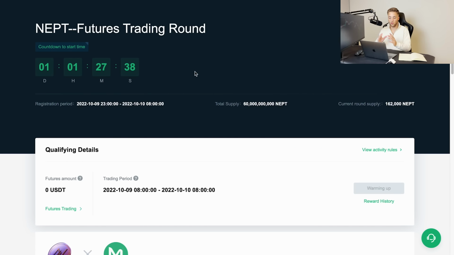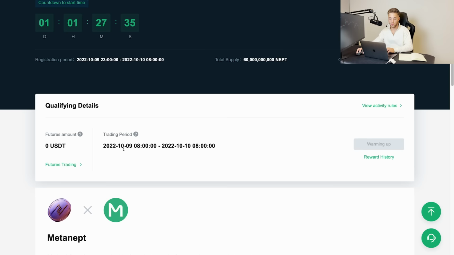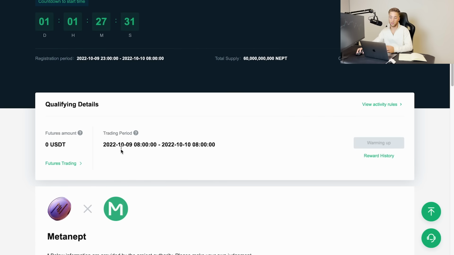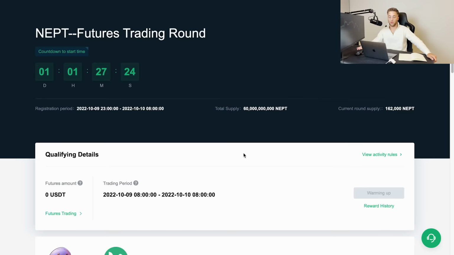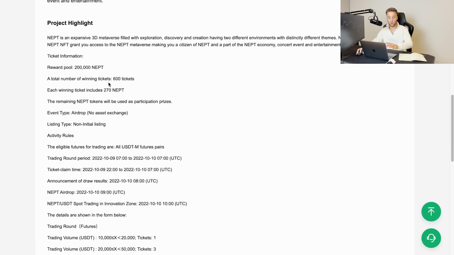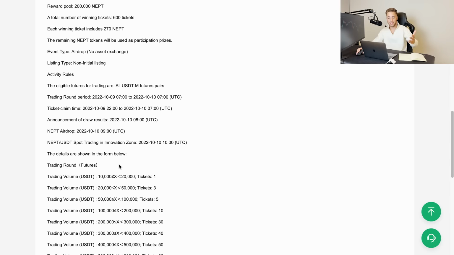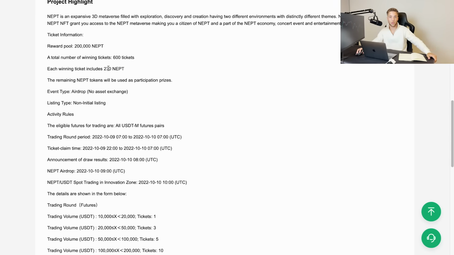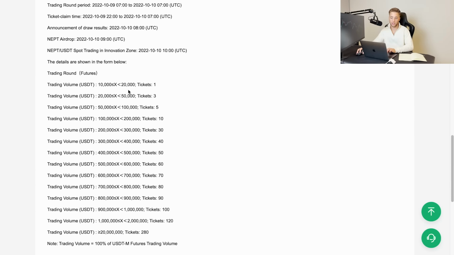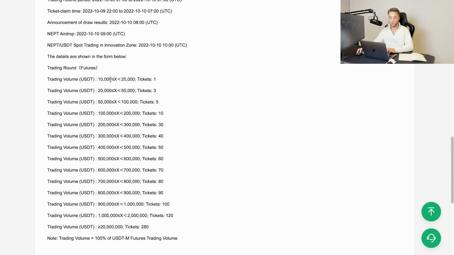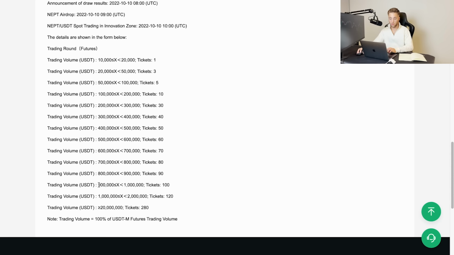It means that if you trade during this trading period, which is the 9th of October this year, and you have 24 hours to trade, you get a ticket, and there are 600 winning tickets. Like you can see, there are 600 winning tickets, and each winning ticket includes 270 NEPT tokens. So if you win, you get 270 NEPT tokens for free. The only thing you have to do is trade on MEXC, and here's how they calculate each ticket. For example, a trading volume from 10,000 to 20,000 USD is one ticket, and a trading volume from 900k to 1 million is 100 tickets.